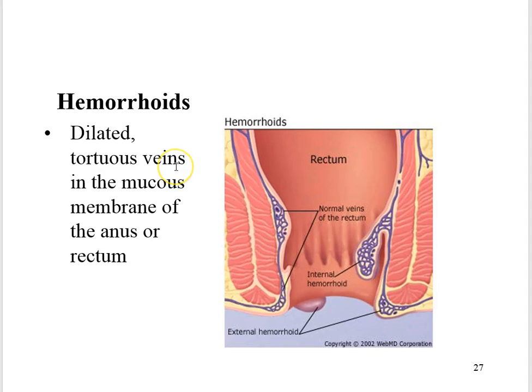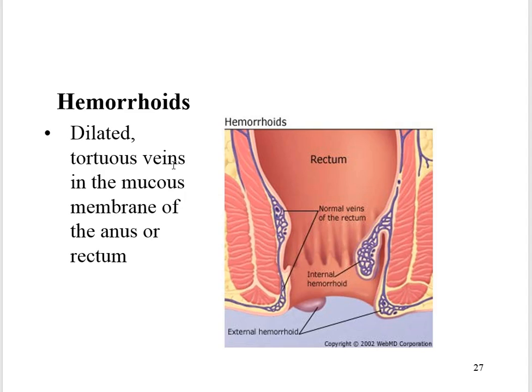Hemorrhoids. They are dilated, tortuous veins in the mucous membrane of the anus or rectum, and tortuous just means they're like intertwined. These are varicose veins in the rectum.